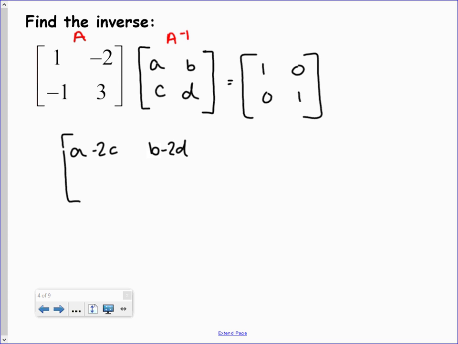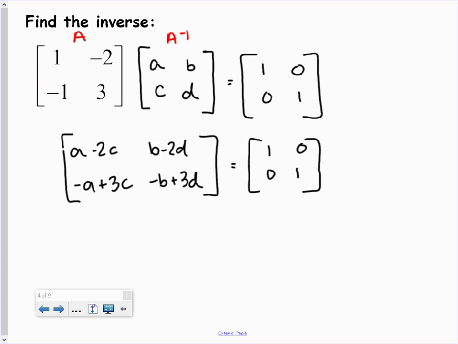Now to get my second row entries, take my second row, -1, 3, multiply it by both of my columns. So for my first column, I would get -A plus 3C. For my second column, I will get -B plus 3D. Looks funny because it's variables, mathematical expressions, but that's what we would do, right? Okay. That is equal to the identity matrix that Catherine gave us.